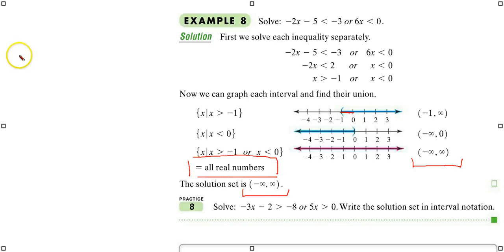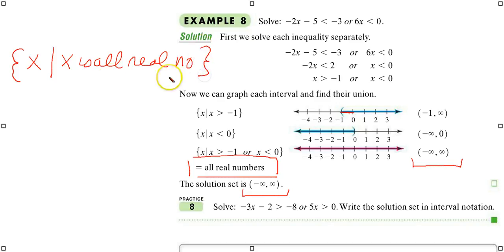Now in set builder notation, we should probably do that every once in a while. So brace x is such that x is all real numbers. I didn't do that too well, did I? Anyway, okay.